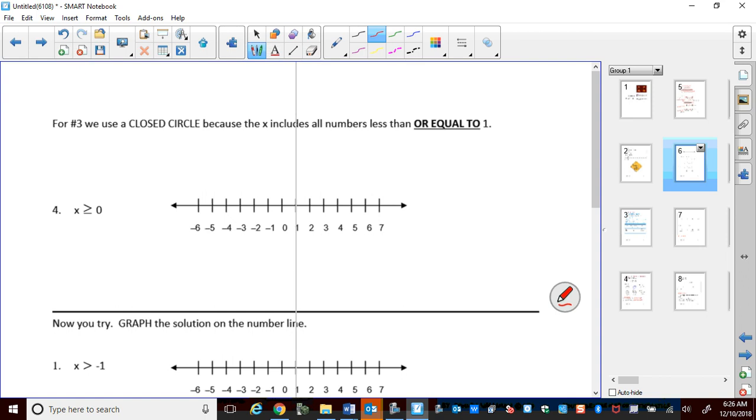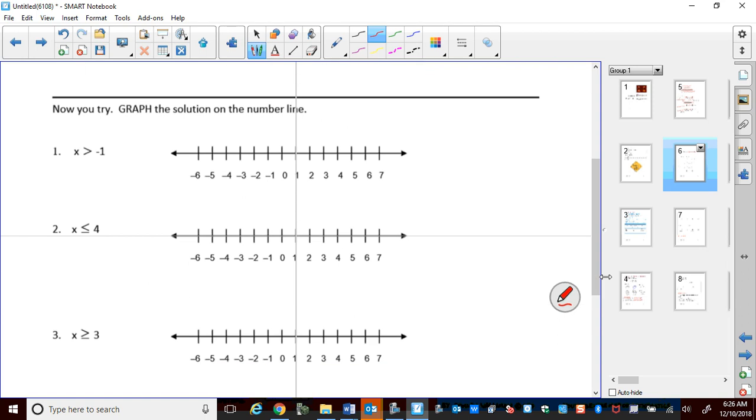Okay? So for the next one, it's at 0, right? And it's all real numbers that are greater than 0. So those numbers are to the right of 0. Now, you try. For 1, 2, and 3, my suggestion is you write it down. All reals greater than, so we're to the right of negative 1, right? And it goes like that, right?